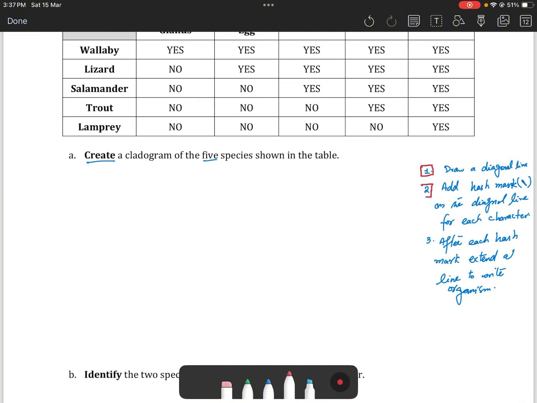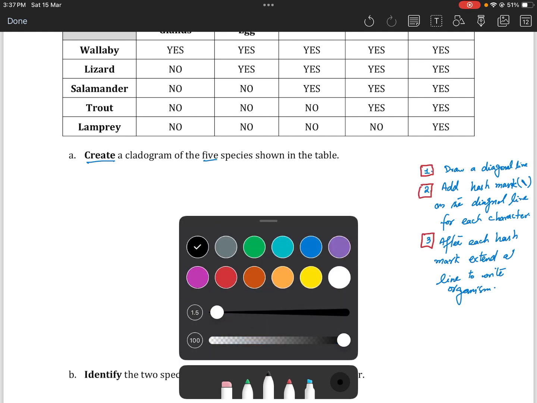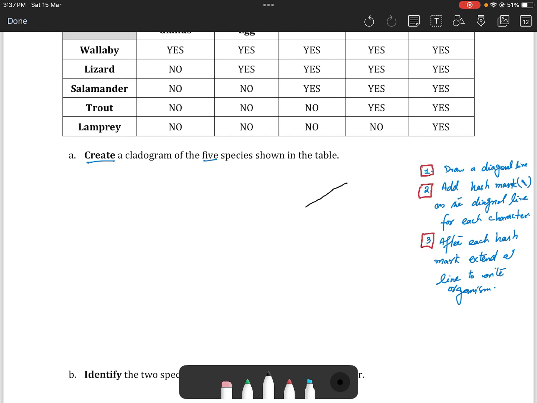Rule number one, we will go with the rule number one. So rule number one is to draw a diagonal line. Okay, we are done with the diagonal line. Sometimes they give this diagonal line to you, so it's okay, you can just use that. But if the diagonal line is not given, you make sure that you draw a diagonal line. Rule number two, add hash mark for every character.